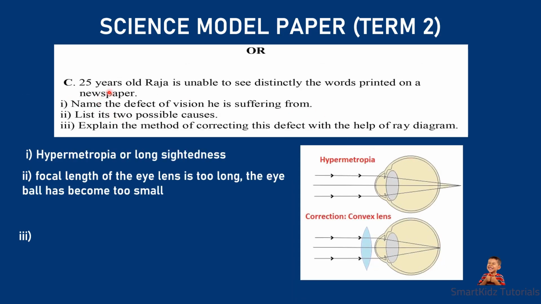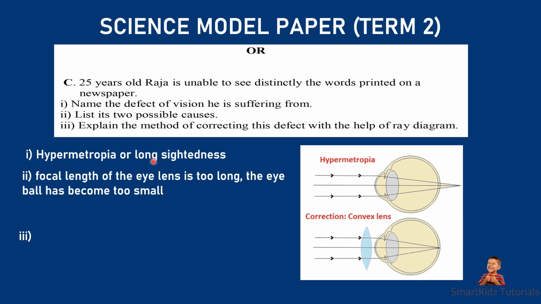Choice, again it's for 3 marks. 25-year-old Raja is unable to distinctly see the words printed on a newspaper. So this is the exact opposite of what we read. In the previous case, the student could not see the matter that is written on the board, which is at a distance. But it must be obvious that the student can see what is written in a book. Here, this 25-year-old Raja can't read a newspaper, but he might be able to see something which is at a distance, maybe on a board or something.